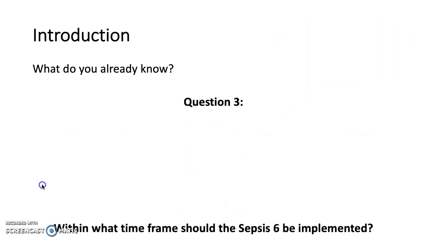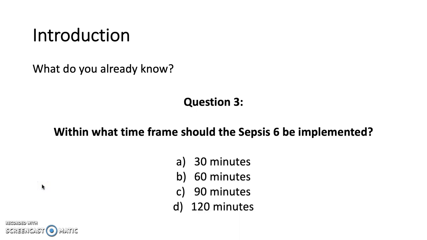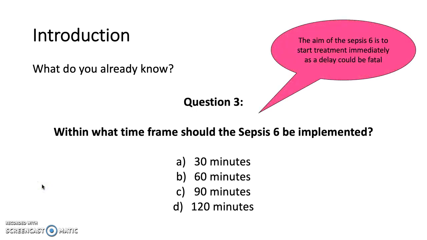Finally, question 3. Within what time frame should the Sepsis 6 be implemented? A. 30 minutes, B. 60 minutes, C. 90 minutes, or D. 120 minutes. Remember that the aim of the Sepsis 6 is to initiate treatment as soon as possible.